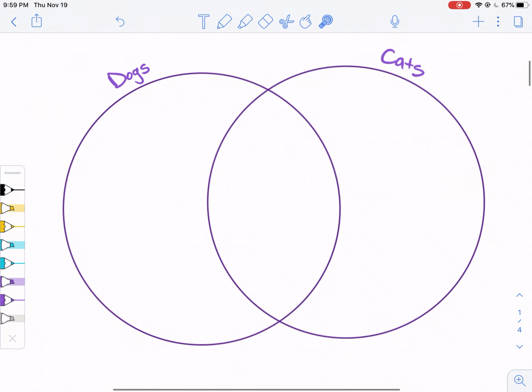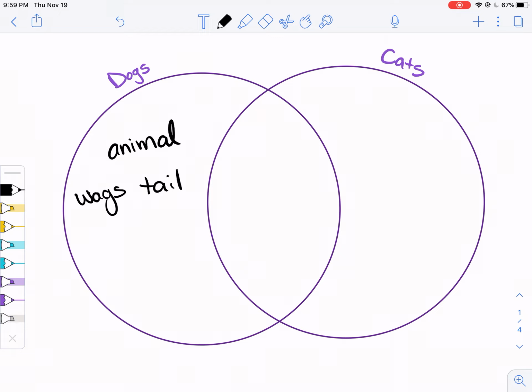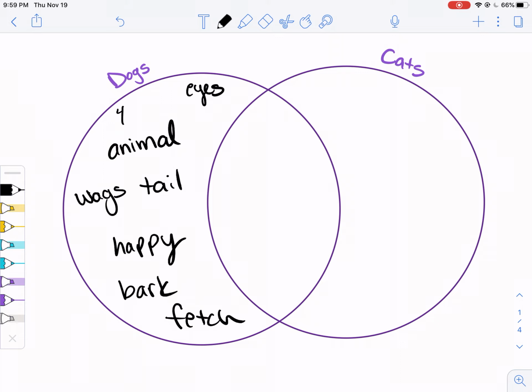In fact, let's talk about cats and dogs. Well, let's talk about dogs first. What do dogs have? How would you describe a dog? When I think of a dog, I think of an animal that wags its tail and is happy all the time and generally fun to be around. Some dogs can bark and they play fetch. Other things that dogs do is they have eyes, like I think of their puppy eyes. Most of them have 4 legs.